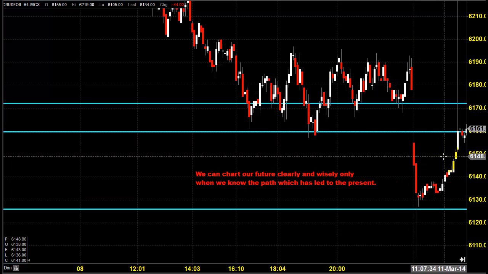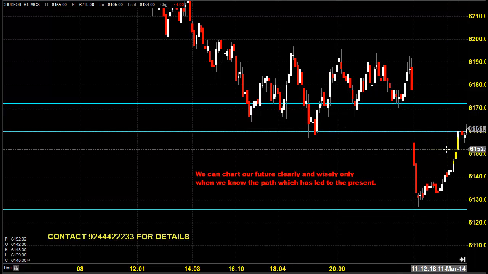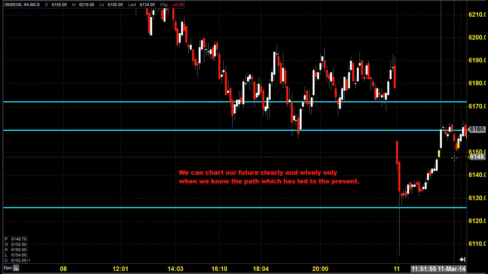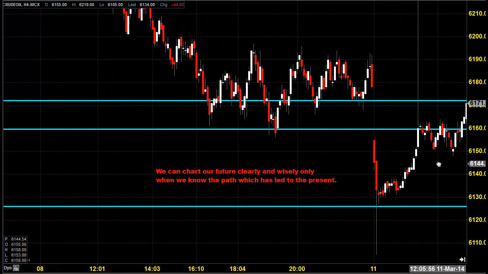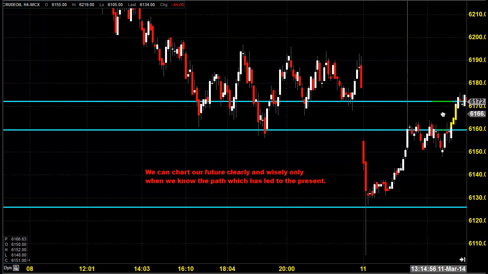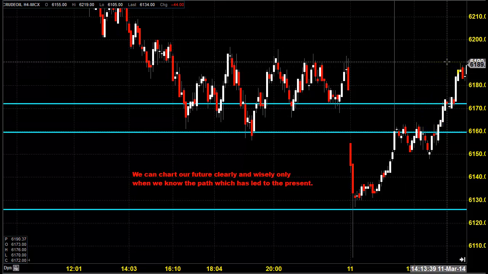So what happened after that? Since it acted as a support earlier, now it should act as a resistance. That is what the price was trying to do here. It was acting as a resistance, but slowly and steadily the resistance was not very strong. So the price was trying to break and enter into 6,160. That pushed the price towards the next high of 6,190.